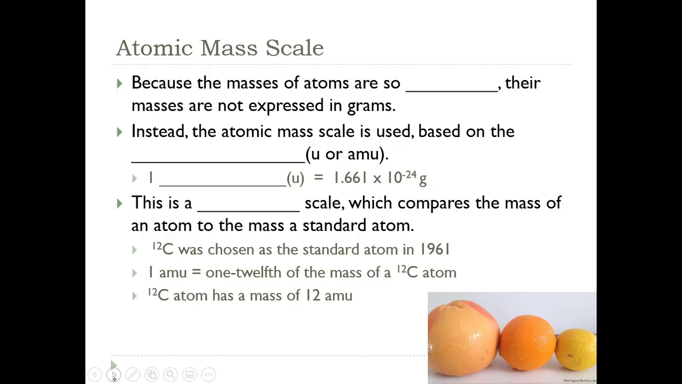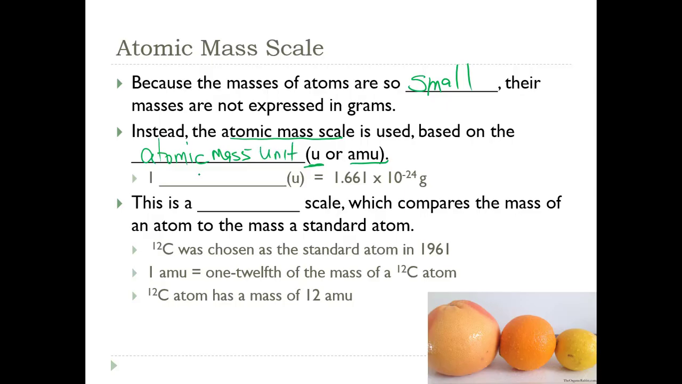Because the masses of atoms are so small, their masses are not expressed in grams. That is, expressing the mass of atoms in grams would yield such small numbers that it would not be a convenient unit to work with. But instead, the atomic mass scale is used, based on the atomic mass unit, which has the symbol U or AMU. So the atomic mass unit.